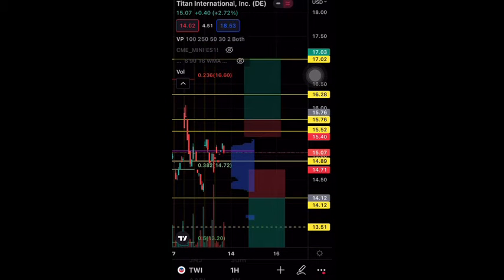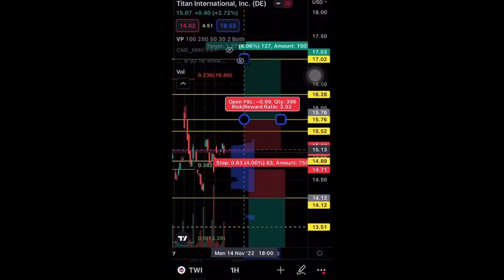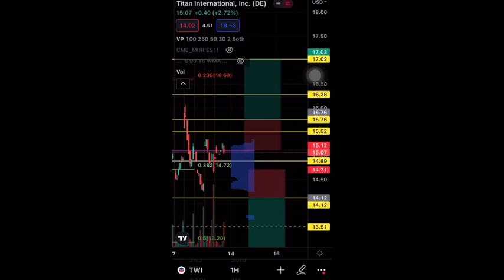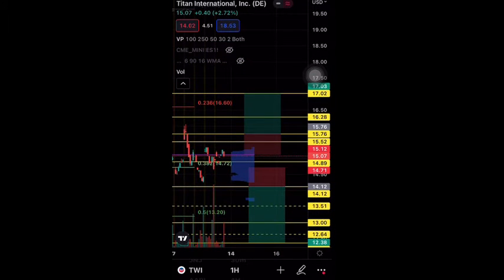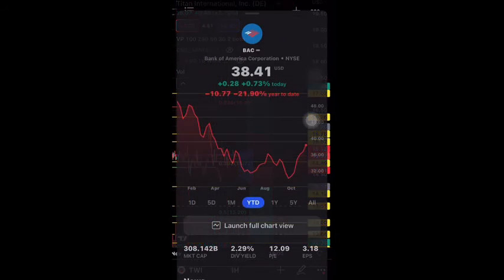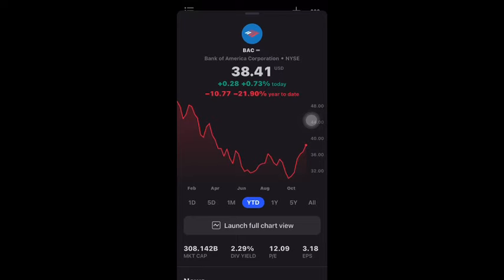Let me adjust this. I got to zoom in because, like I said again, in my intro to trading video, I actually mentioned this. I say don't trade on mobile, but of course I'm traveling, so I don't have the option. Okay, so we're going to review the previous week's play, and this is Bank of America.